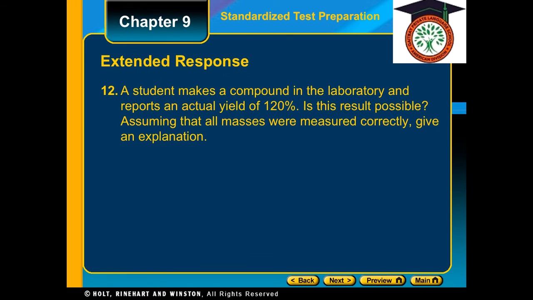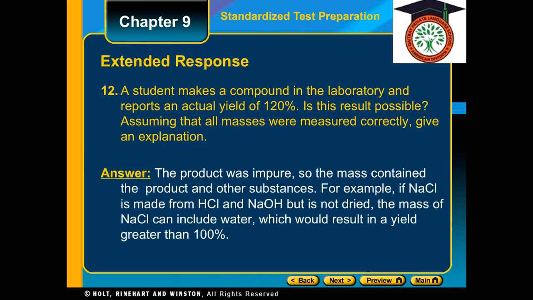A student makes a compound in the laboratory and reports an actual yield of 120%. Is this result possible, assuming that all masses were measured correctly? Give an explanation. The product was impure, so the mass contained the product and other substances. For example, if NaCl is made from HCl and NaOH but is not dried, the mass of NaCl can include water, which would result in a yield greater than 100%.